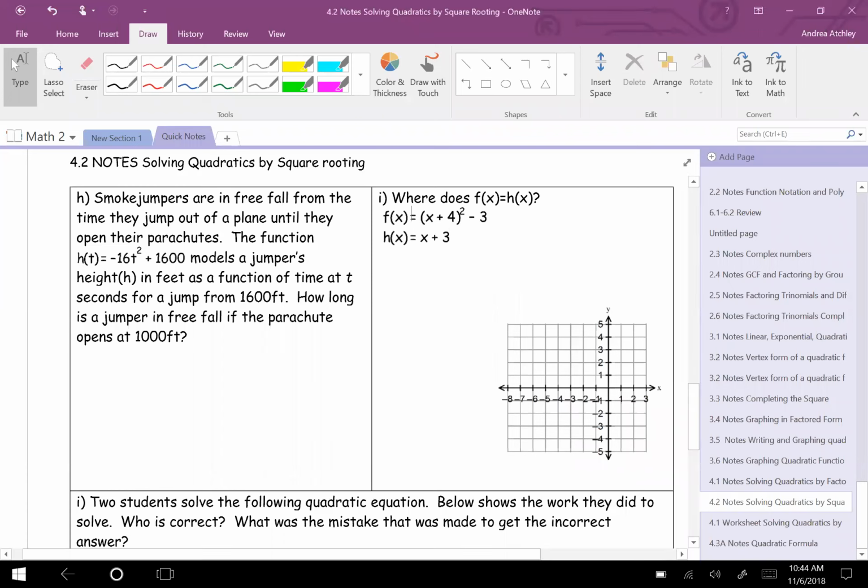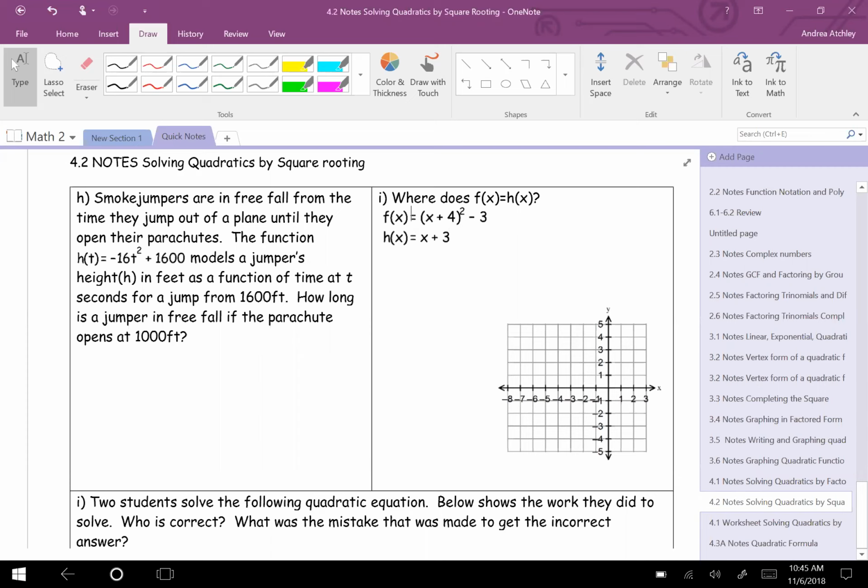Okay, so we need to solve this word problem. Smoke jumpers are in free fall from the time they jump out of a plane until they open their parachutes. The function h of t equals negative 16t squared plus 1600 models a jumper's height in feet as a function of time t seconds for a jump from 1600 feet. How long is a jumper in free fall if the parachute opens at 1000 feet?